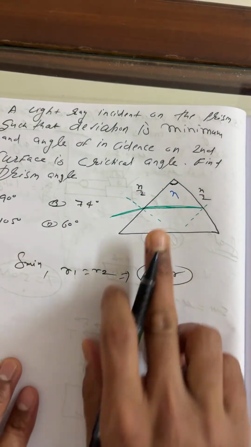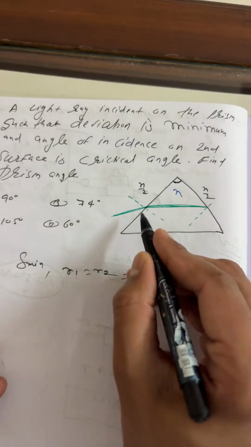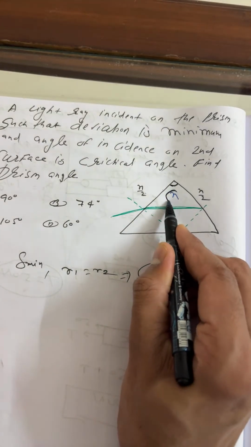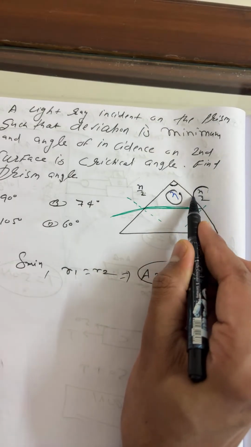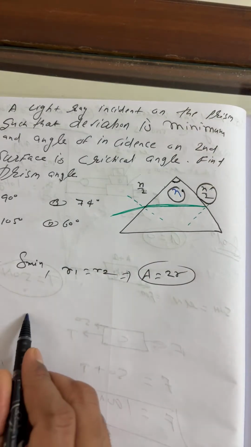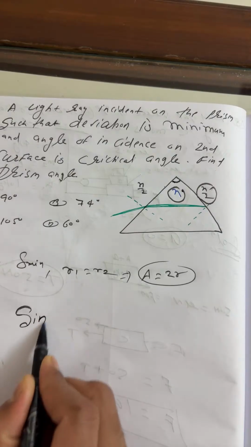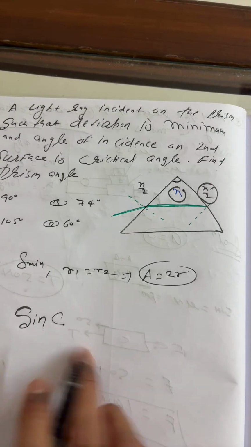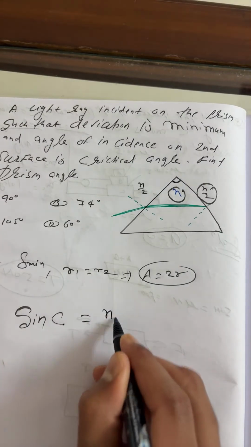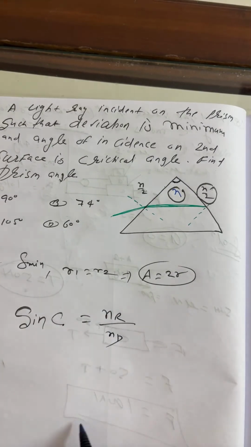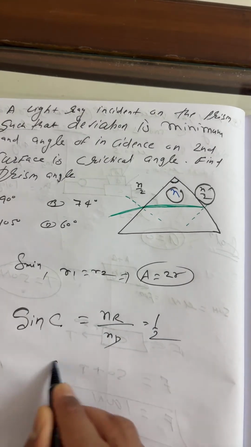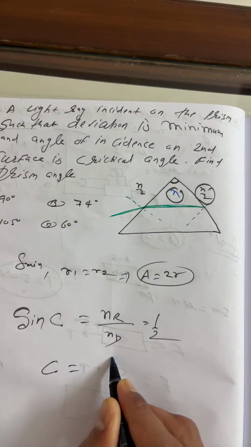So we can find R, which we will get easily here. How? Because light is coming from here. The refractive index of the prism is n, and the environment is n by 2. So first we find the critical angle: sin C equals n_r by n_d, which I already taught during preparation. Here n_r is 1 by 2, so the critical angle is 30 degrees.